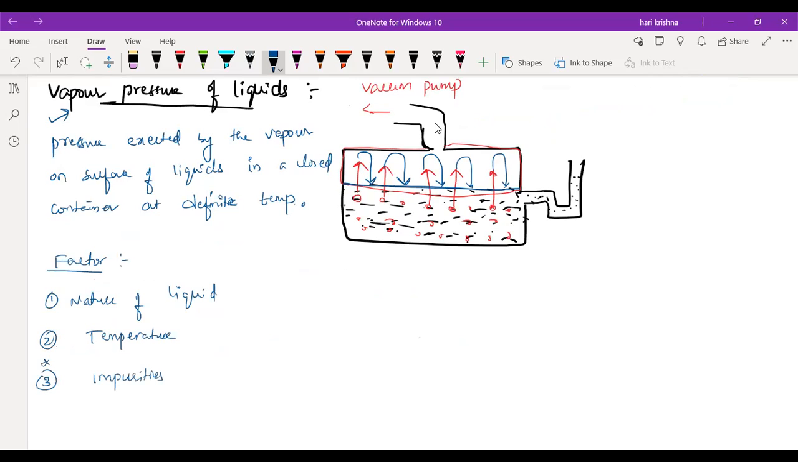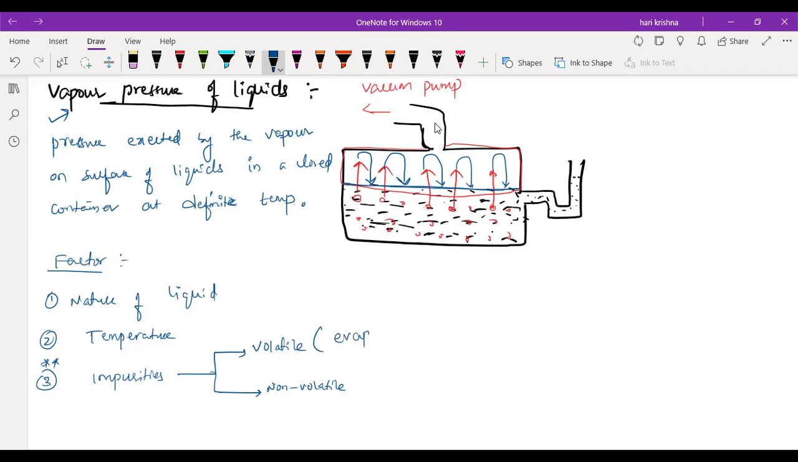These impurities play an important role in the vapor pressure. Again, impurities are of two types. One is volatile impurities. The other one is non-volatile impurities. What is the meaning of volatile? The meaning of volatile is which will evaporate easily.